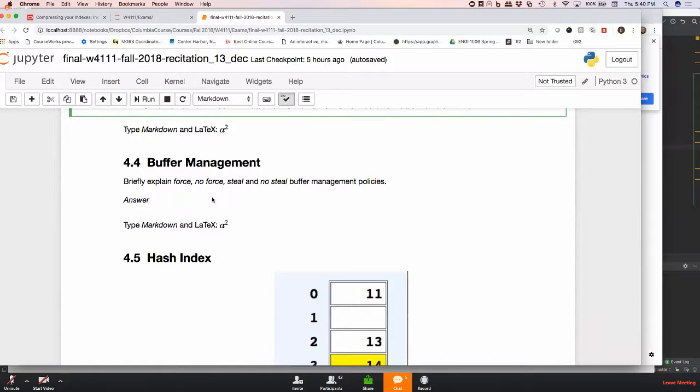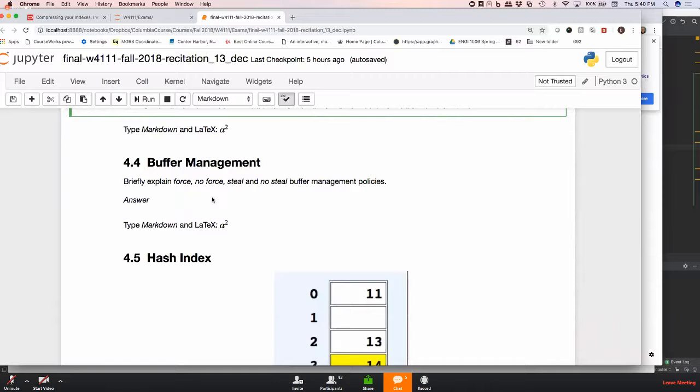So steal is, I consider for overwrite pages that are dirty and pinned. No steal is that I do not consider dirty and pinned pages when I need to find another buffer slot. So the question is obviously, if there's dirty data in it and I overwrite it, didn't I lose the data? And the answer is, that's what the log is for, because I'm going to force it out to the log.